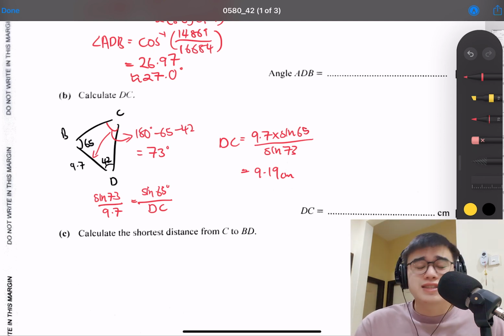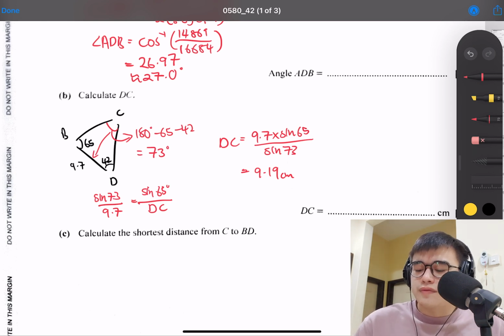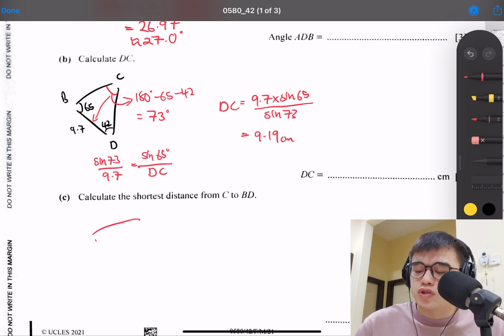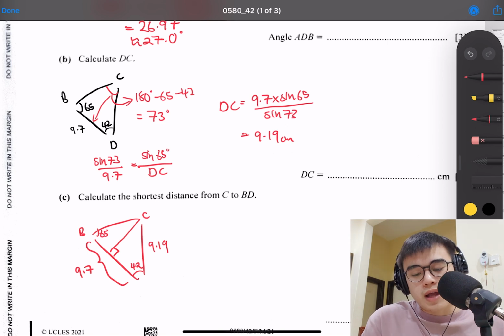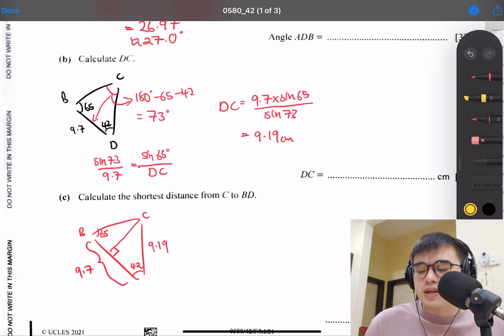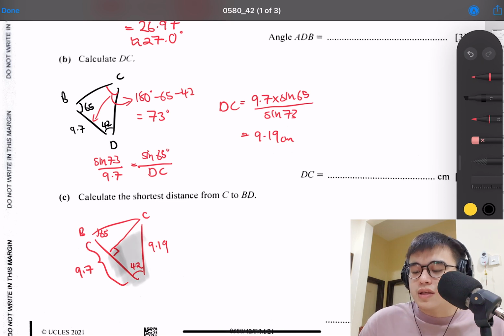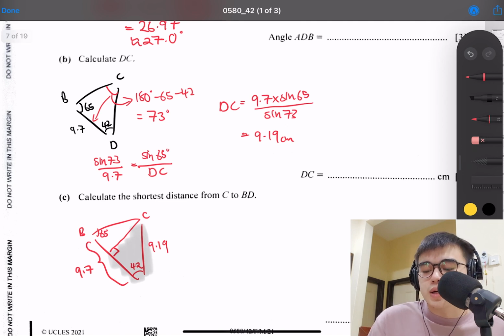And to get the shortest distance from C to BD, what you're looking at now is that if they want you to get the shortest distance, there will be a 90 degree here. So we got our 42, we got our 9.19, we got the 9.7, our B as 65, C over here. So instead of looking anywhere else, I'll be focusing on this side only. Reason being, this is the part that has one of the pieces of information, which is the 9.19 that we got earlier.